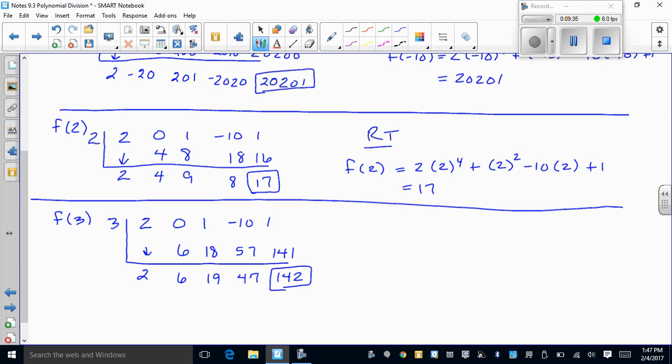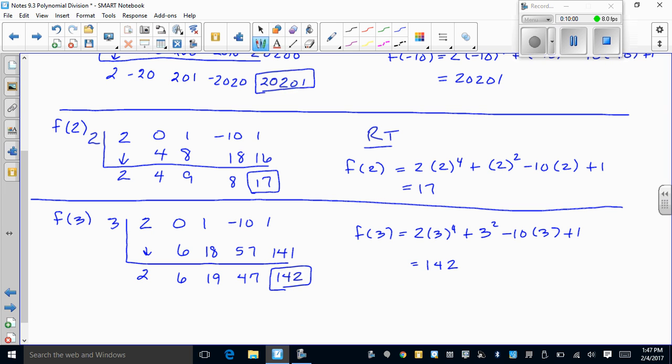And then f of 3 gives us 2 times 3 to the 4th plus 3 squared minus 10 times 3 plus 1. And that should give you 142. Calculator you'll have to try yourself, even if you're doing it at school.